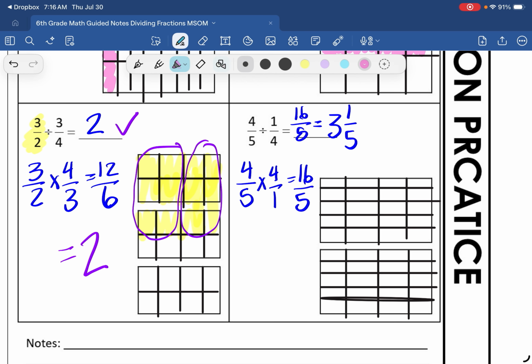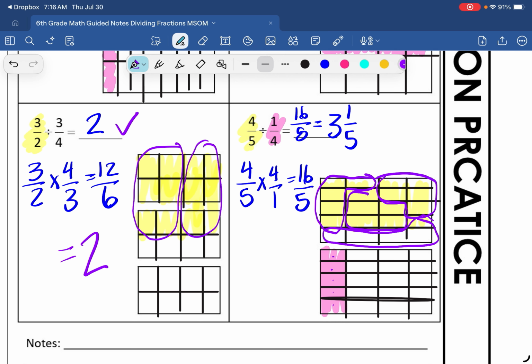So let's mark 4/5 on my first one and 1/4 on my second one. So I need groups of 5. So there's a group of 5 right there. There's another group of 5 and another group of 5 right here. And then my last group of 5, which is right there, only has 1/5 of them shaded. So it's 3 wholes and 1/5 shaded, which is the same thing I got with my algorithm.